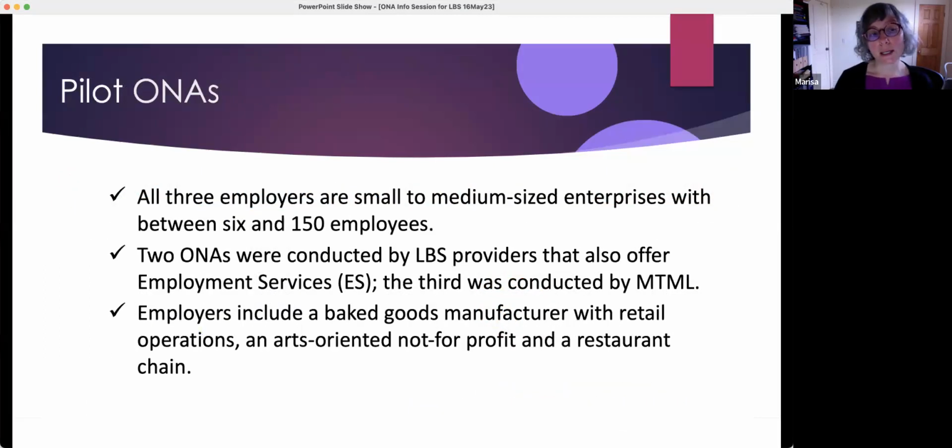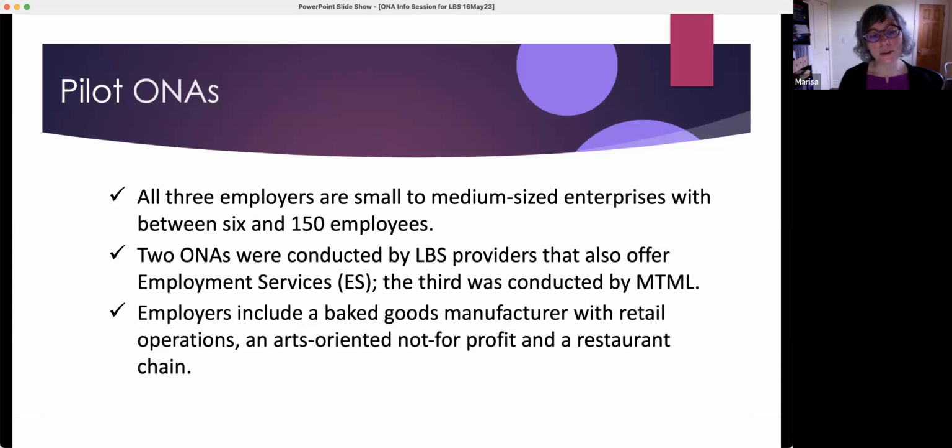The 3 pilot ONAs that were conducted were all conducted with small to medium-sized enterprises. So, there are employers that were as few as 6 employees and employers that were as many as 150, but still within that small to medium-sized enterprises definition. MTML conducted an ONA, and this was not the original plan, but it ended up really helping inform our learning about the experience that LBS providers might have in conducting ONAs. So it ended up being a good thing, we think.